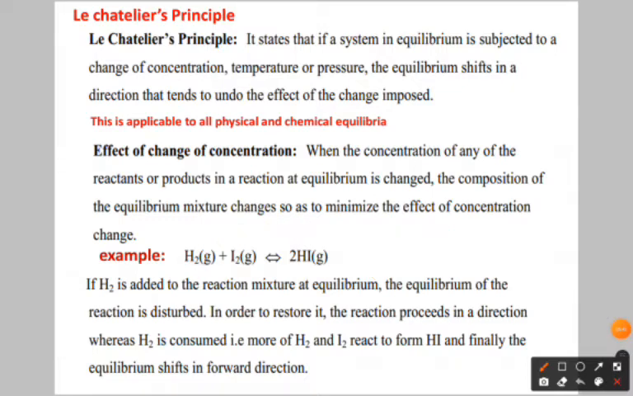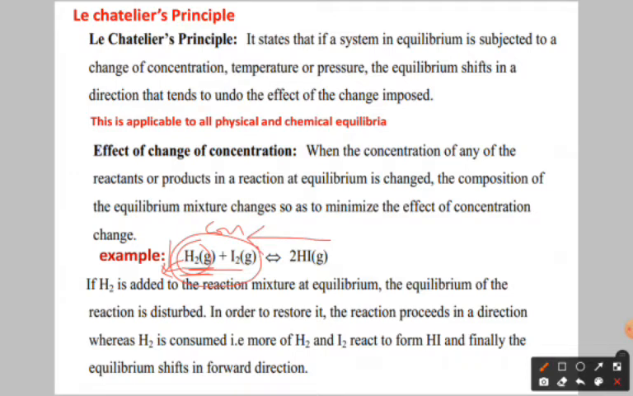Now, the next case: instead of adding the product, I am going to remove some reactant or product. If you remove some H2, what happens? The concentration of H2 decreases. So at the reactant side the concentration is less, and the reaction goes in the backward direction.